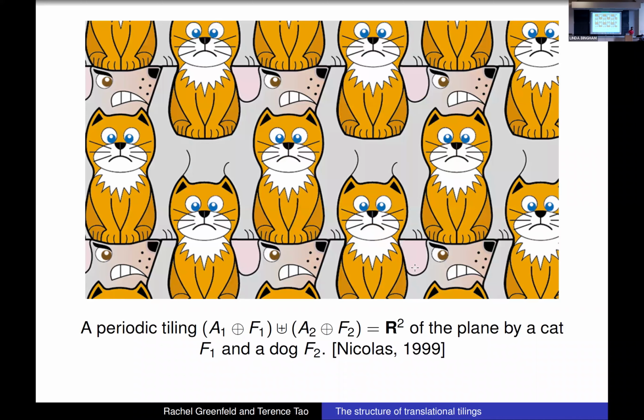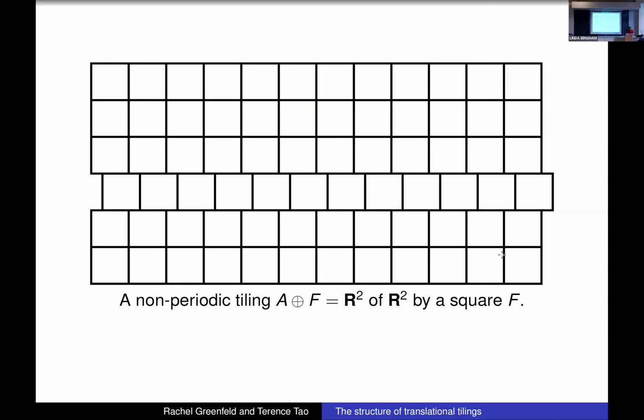Here's a tiling by two tiles. Okay, so F1 is a cat, F2 is a dog, and this is a tiling of R2, another periodic tiling of R2 by a cat and a dog. Okay, this is a non-periodic tiling.